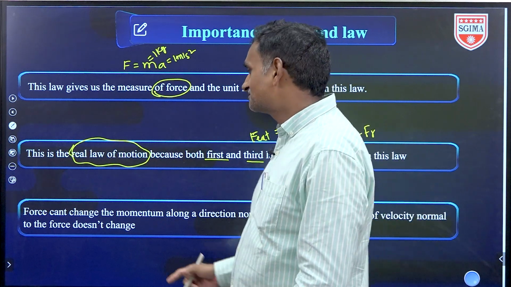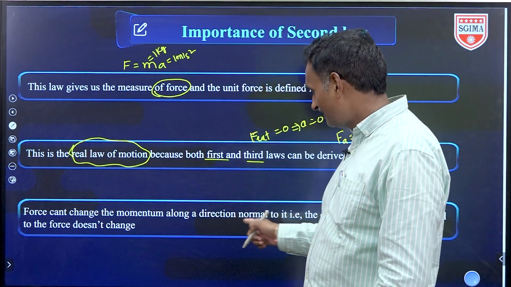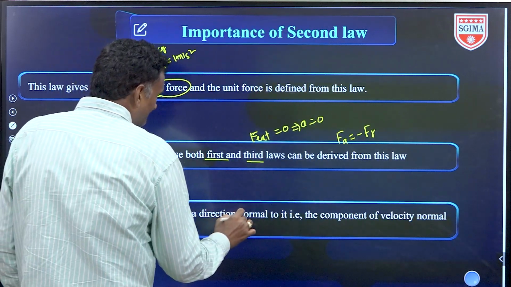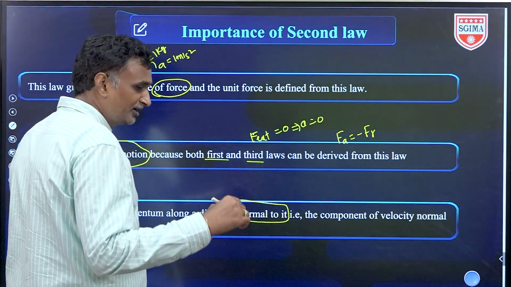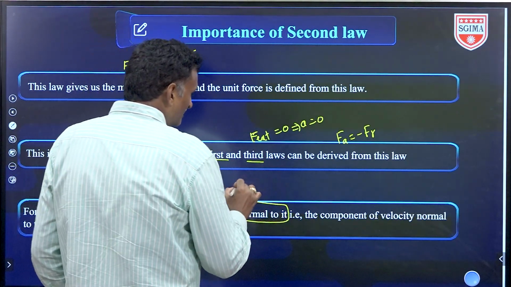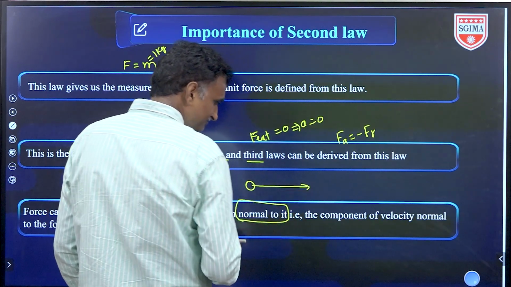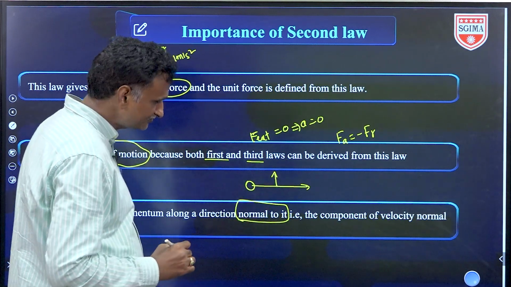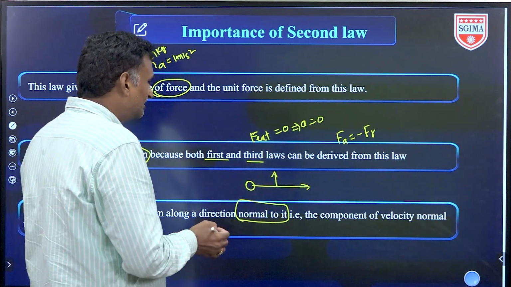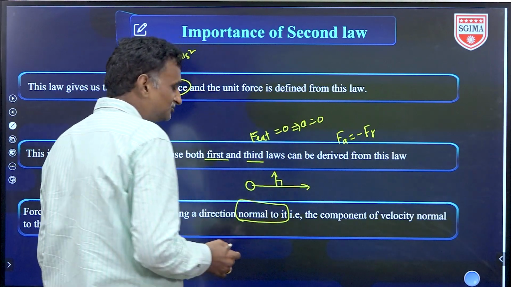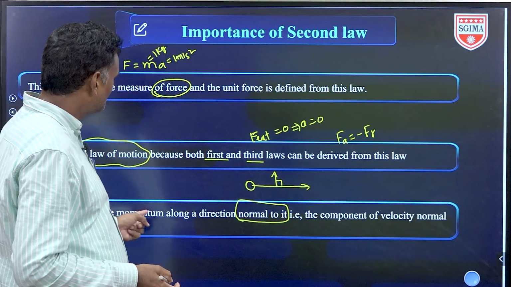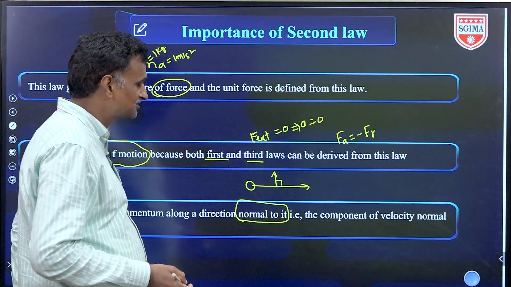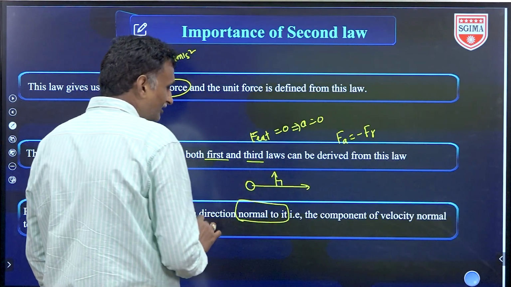Next, force cannot change the momentum along a direction normal to it. That is, here you can see direction normal to it. What does it mean? Let us see. A particle is moving along this direction, and suppose a force is applied along this direction. So these both are perpendicular, right? So you can see force cannot change the momentum along a direction normal to it, which means force is not acting in the normal direction.